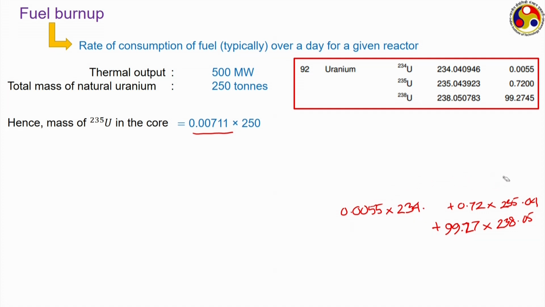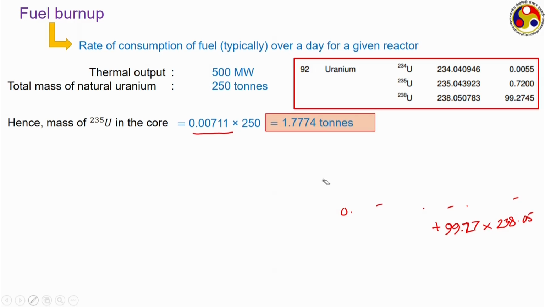with the total mass of the fuel, that is 250 tons, then we get the amount of uranium 235 available inside the reactor to be only 1.7774. So, this is the mass of actual fuel that is available inside the reactor, but actually the total mass of substance that we have supplied is 250 tons, but our calculation we shall be doing with respect to the mass of uranium 235 only.